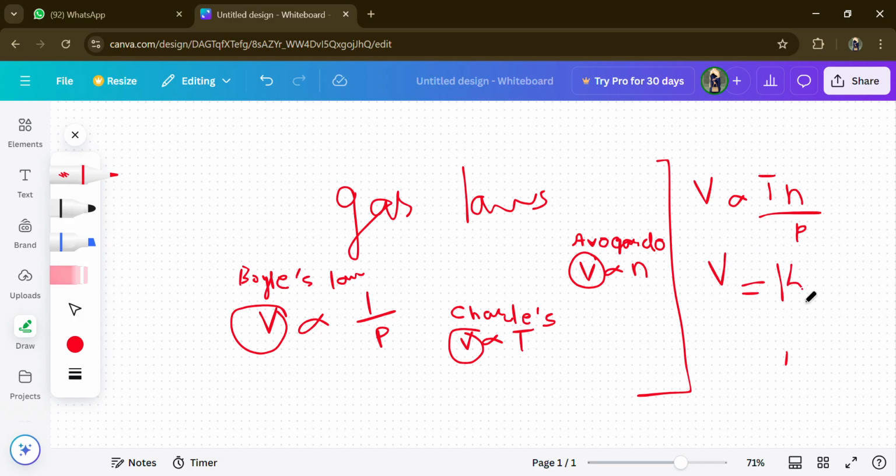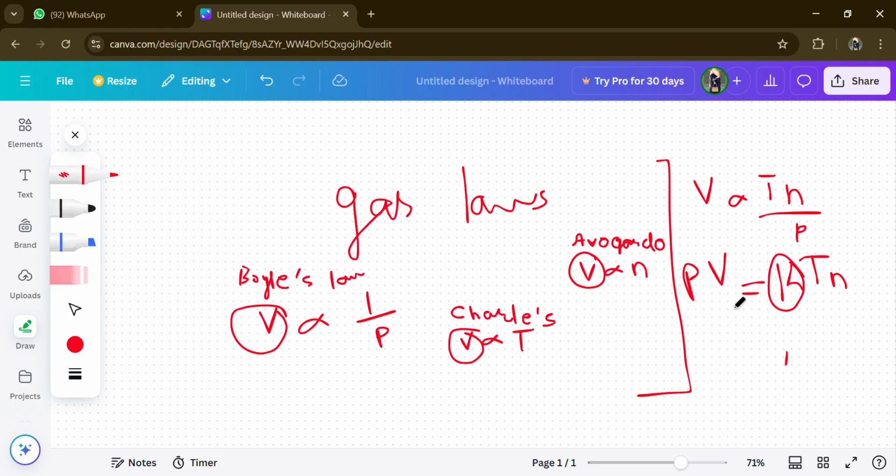Just keep it as K for now, and T, n. Here P is multiplying, so after going there it will divide. No, here it is dividing, so after going there it will multiply. Whenever you are talking about the constant, K is the constant given to the general Boyle's law, Charles's law, and Avogadro's law.